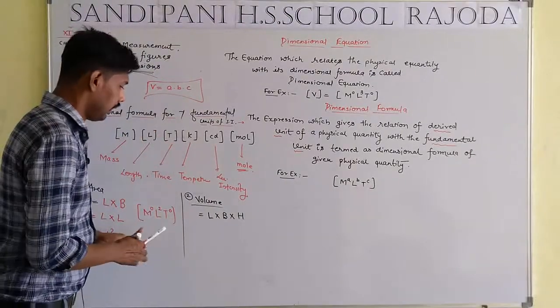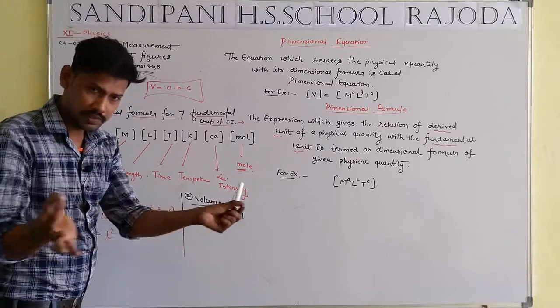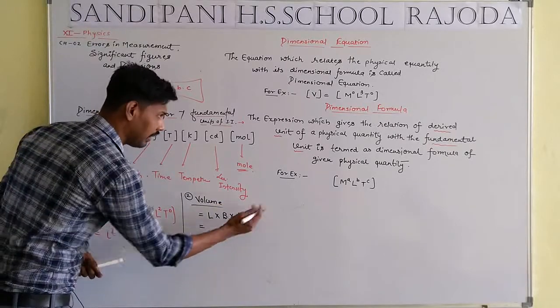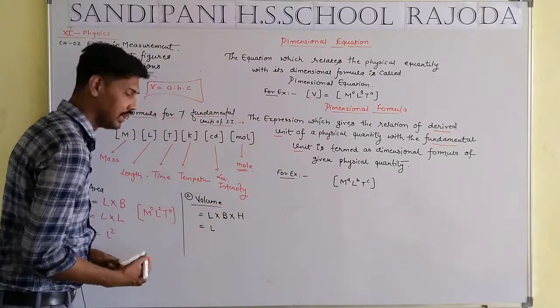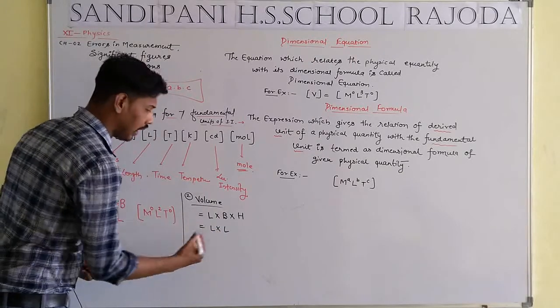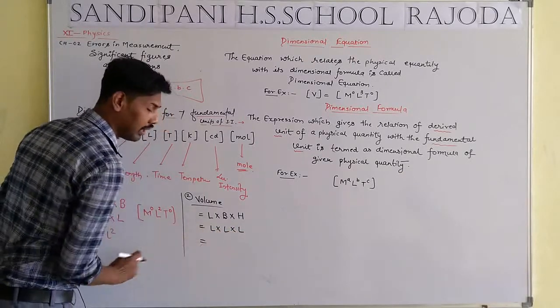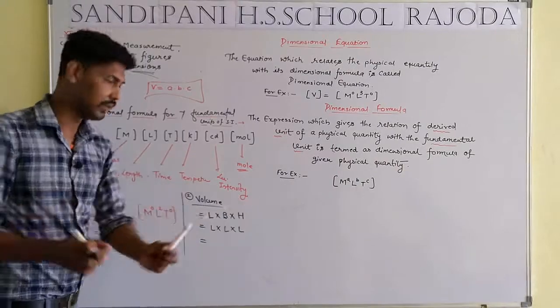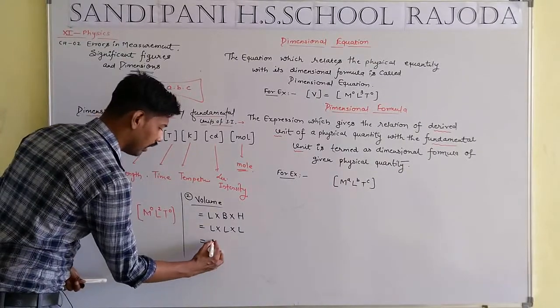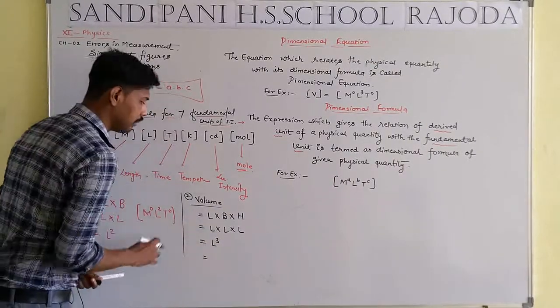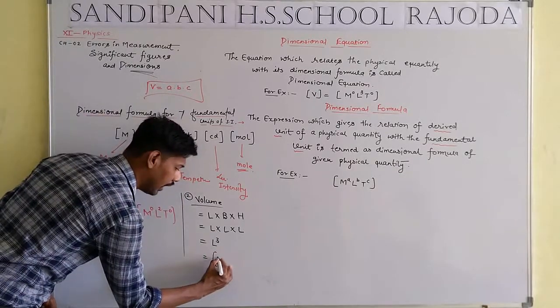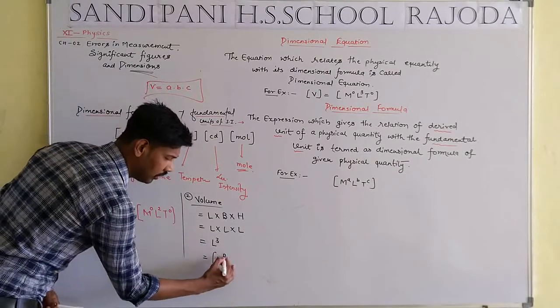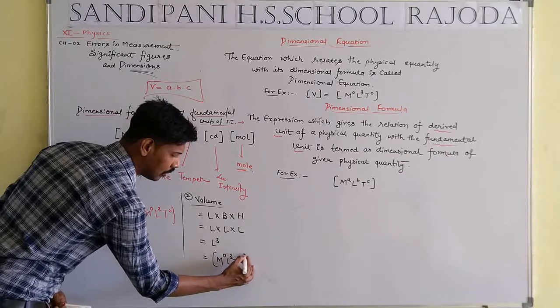Now length means a type of measurement, so it is represented by L. ठीक है, B also is a measurement, height also, length, breadth and height both are things जिसको हम नापते हैं. L into L into L means L cube. So the simple representation of volume: M is 0, L is 3 and T also is 0.